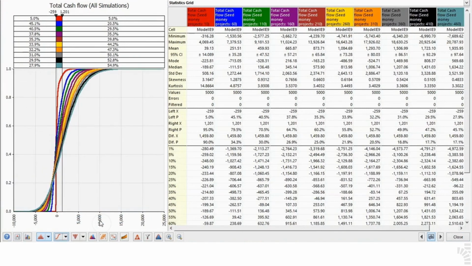71. Now, make sure your vertical left delimiter is placed on 0, in order to view the probabilities of a negative outcome. On the statistics grid, the left P statistic will also show the probabilities read on the left of the probability bar. This is the same information that has been provided on the chart of the model.